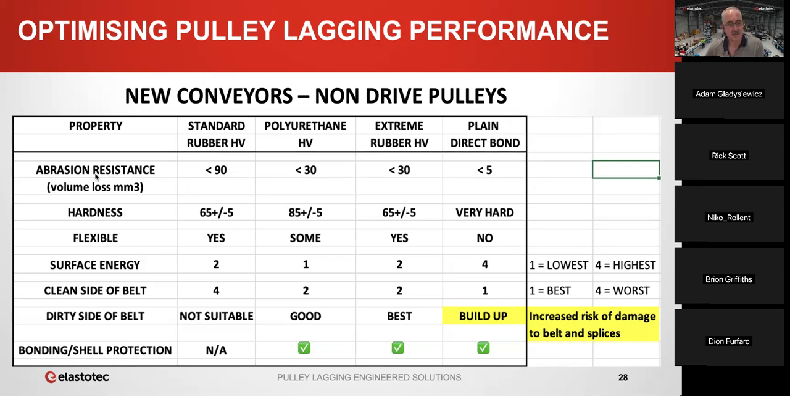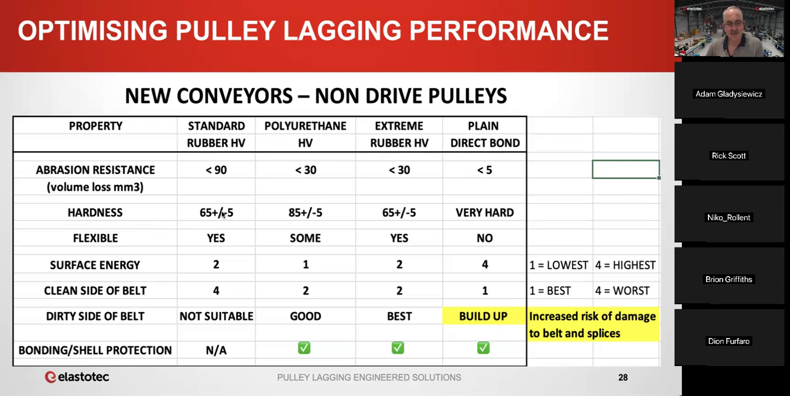So if we look at the properties, abrasion loss, standard rubber would typically be less than 90 cubic millimeters loss based on the test that we just looked at. Polyurethane would be less than 30, so a third. Extreme rubber less than 30, and ceramic would be less than 5. So the plain direct bond ceramic has by far and away the best abrasion resistance. But that doesn't mean it's suitable for every application.